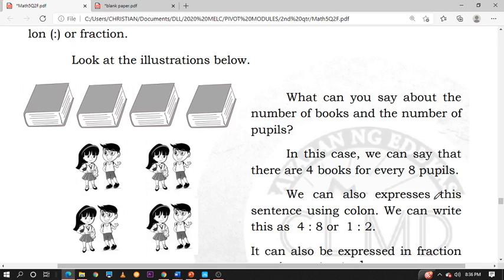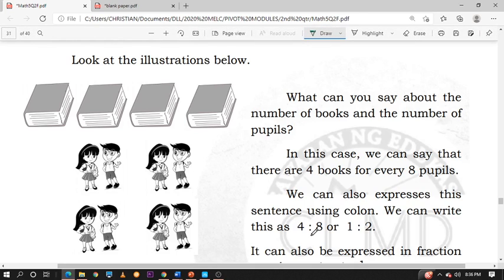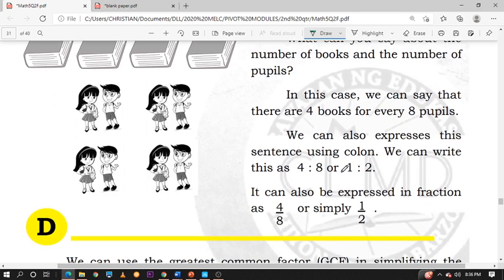We can also express this sentence using colon. So we can write this as 4 is to 8. So yung 4 is the number of books and 8 is the number of pupils. Or 1 is to 2. It can also be expressed in fraction as 4 is to 8 or simply 1 is to 2.